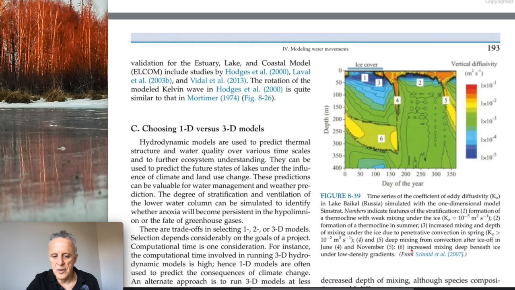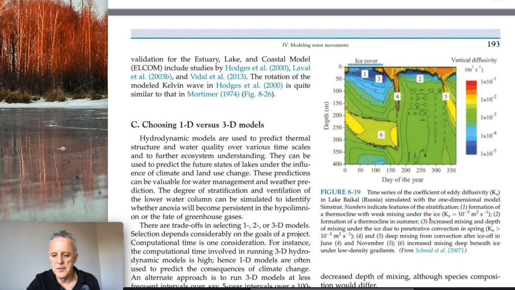And then this figure is the time series of the coefficients of eddy diffusivity in Lake Baikal, Russia, simulated with the one-dimensional model SimStrat. So numbers indicate features of the stratification. One, formation of a thermocline. So we have a formation of a thermocline here with weak mixing under the ice. So we have an ice cover. So this is depth, this is day of the year. So this is pretty close probably to a full year, from 0 to 350.